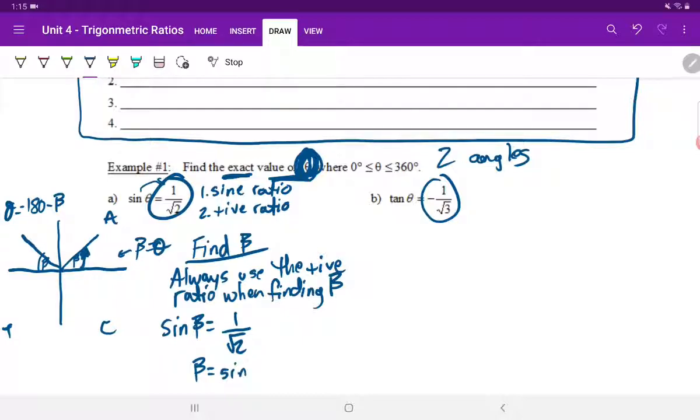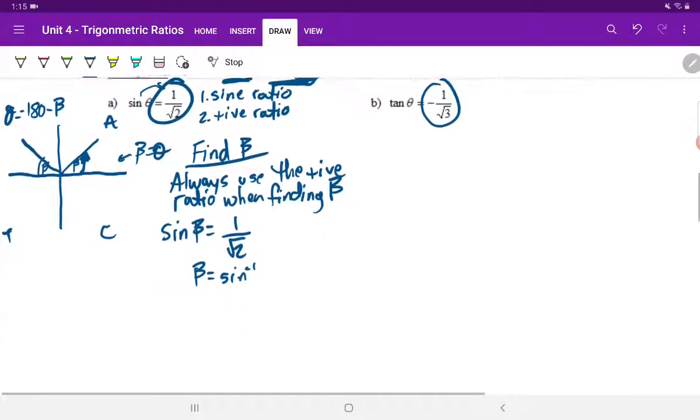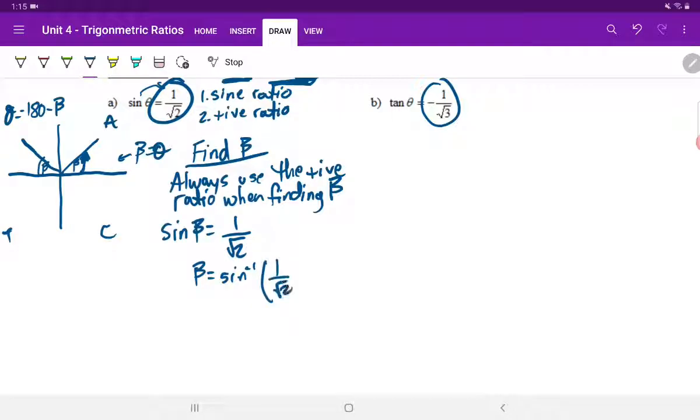Well, we don't even really need to plug this into our calculator, because this is a special triangle, I already know what angle this is going to be. But you can sub this into your calculator. So you can do second function sine, open a bracket, 1 divided by the square root of 2, close your bracket. And what do you get? You should get 45 degrees. So our related acute angle is 45 degrees. And it's an exact value. It will not be a decimal.